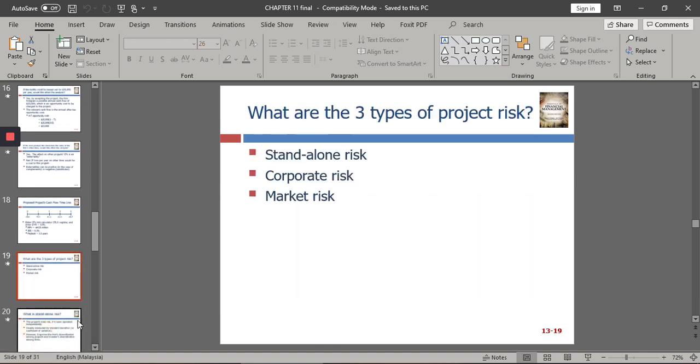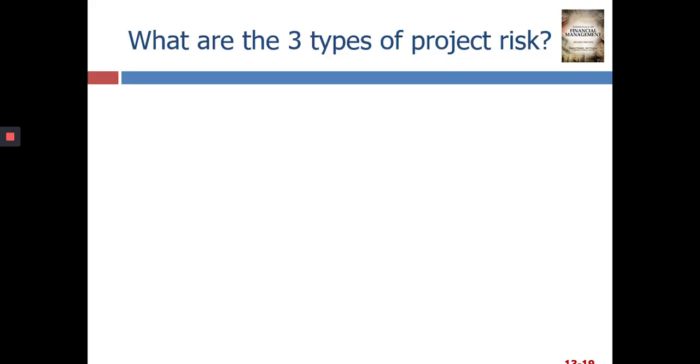Alright, so let's move on to the next portion of the chapter, which is types of project risk. You have stand-alone risk, corporate risk, and market risk.